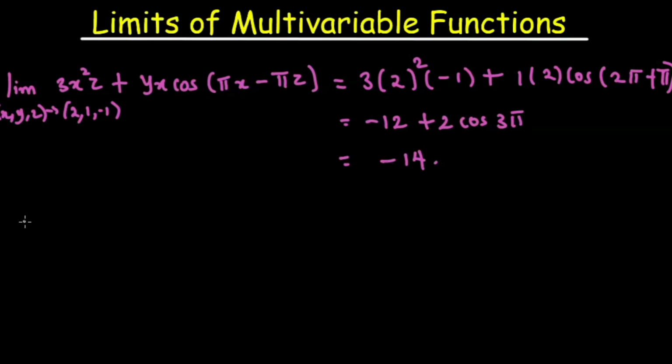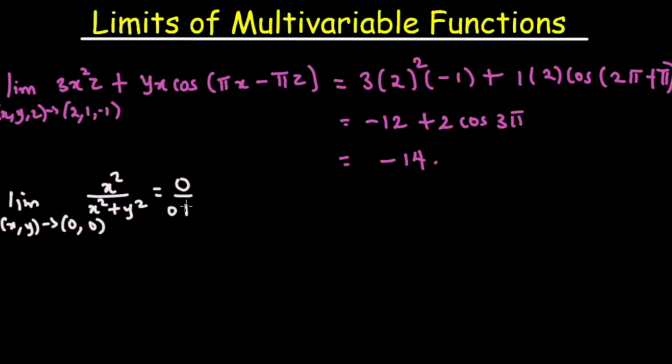We have a question where we are tending to 0, 0. Let's look at this question. We have the limit as x, y tends to 0, 0 of x squared all over x squared plus y squared. If we substitute directly, we're going to have 0 squared over 0 plus 0, which is 0 over 0, and we do not want this. This cannot be our answer. So how are we going to go about this question? We cannot simplify.